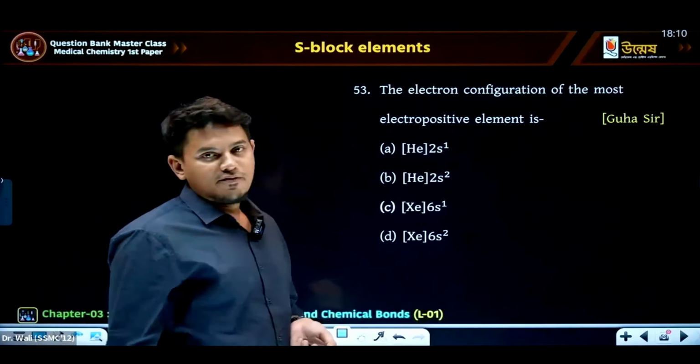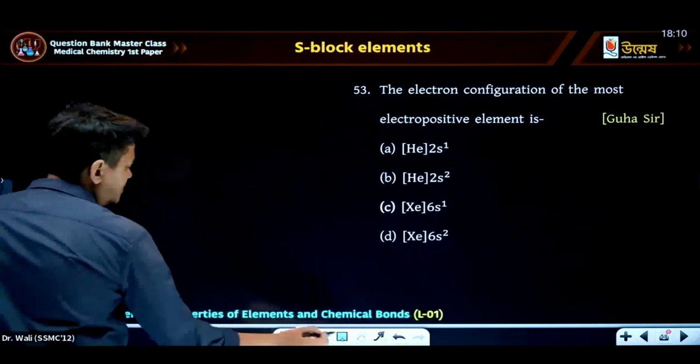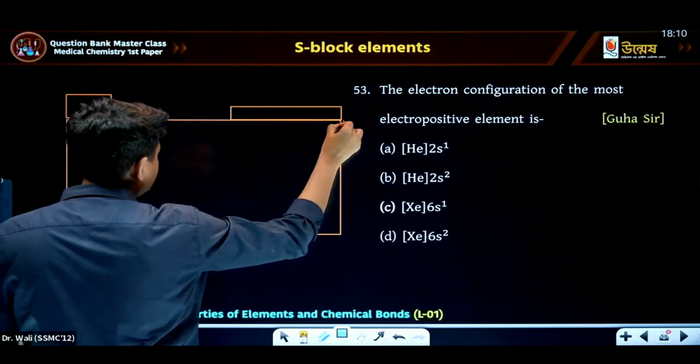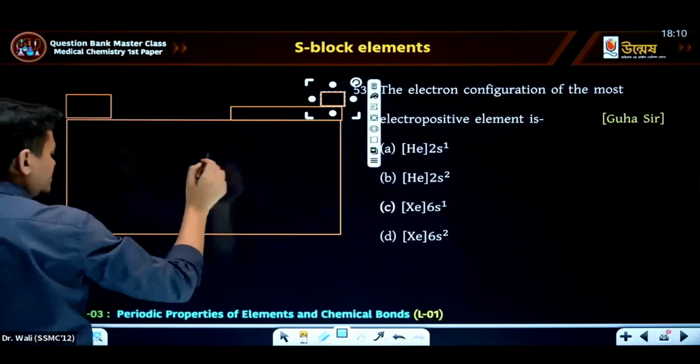The electronic configuration of the most electropositive element. Which one is the most electropositive element? Suppose this is the periodic table. Okay, let me make it better. The periodic table looks like this, similar to this.